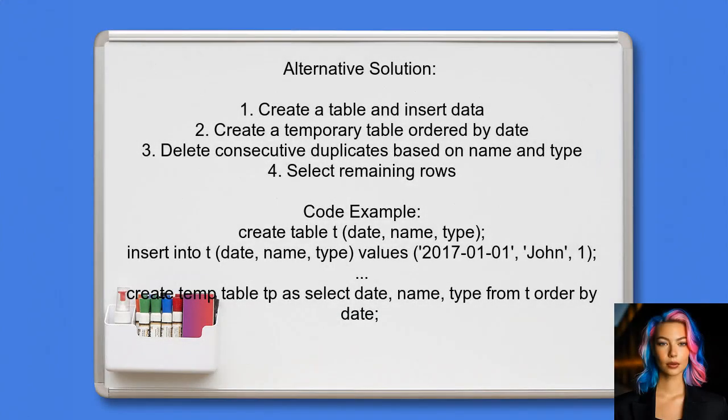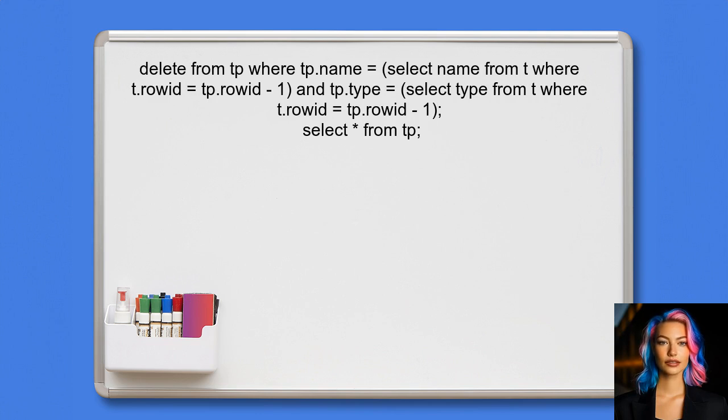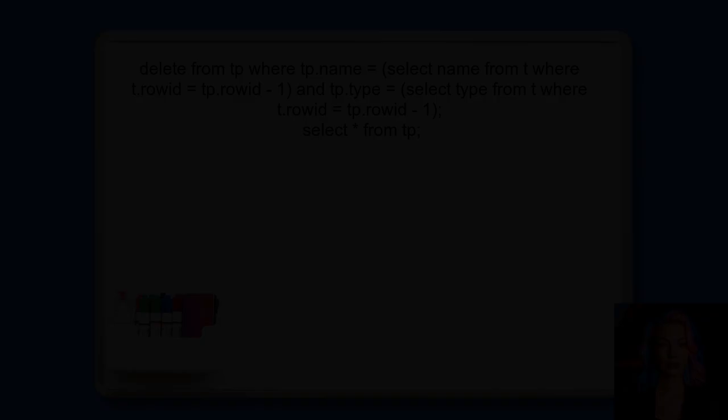An alternative approach to removing consecutive duplicate rows in SQLite involves creating an ordered temporary table. First, you create a table and insert your data. Then, you create a temporary table that orders the data by date. After that, you delete rows from the temporary table where the name and type match the previous row. Finally, you can select the remaining rows to see the result.